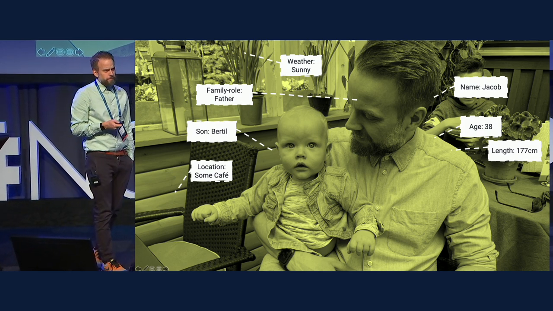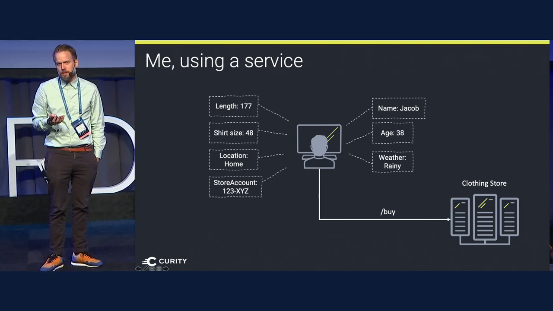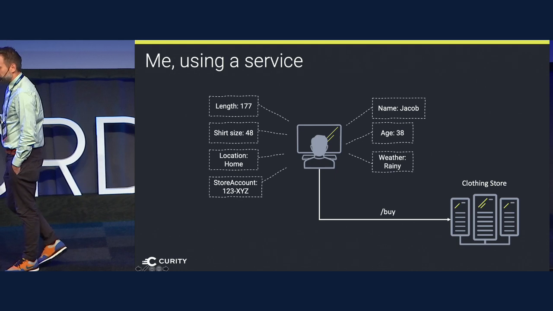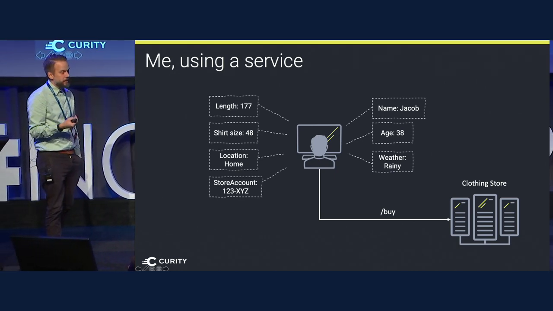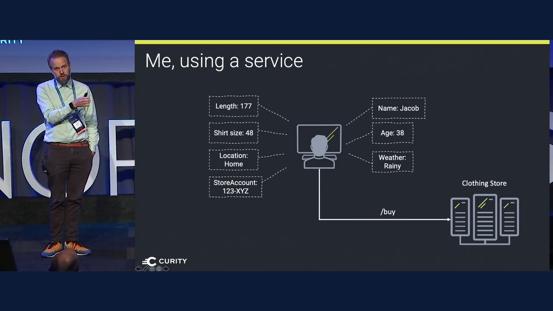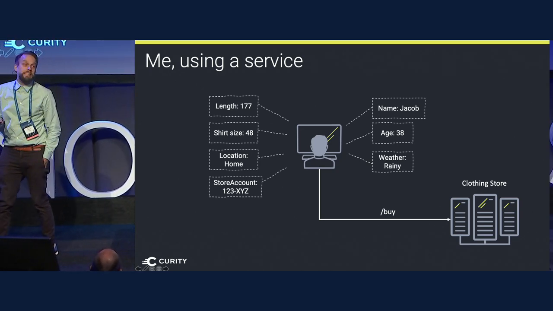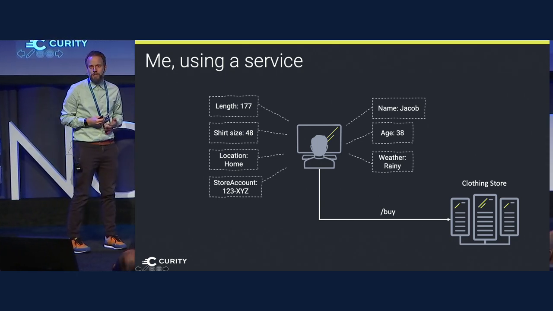So when I go online and do stuff, similar attributes about me are useful. When I go to a clothing store and buy something, they might be interested in knowing my height, my shirt size, perhaps my age, things that could help them make decisions on what I need, right? So there are different ways of representing me.